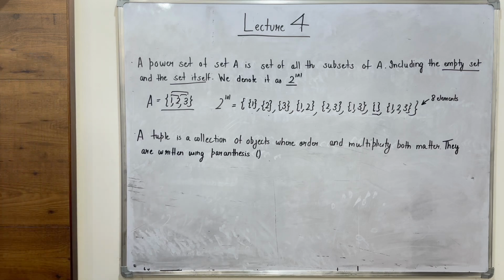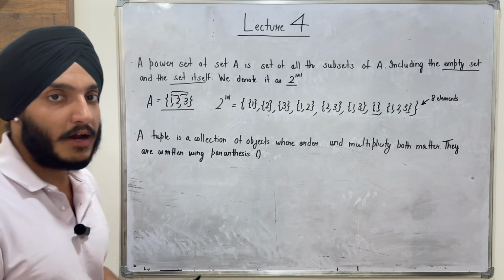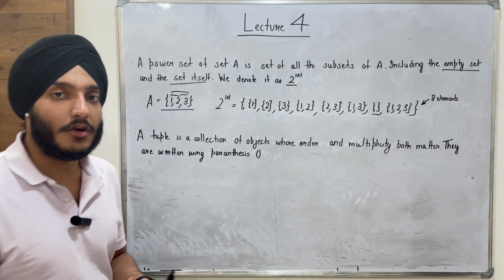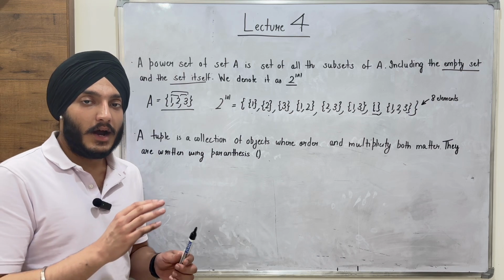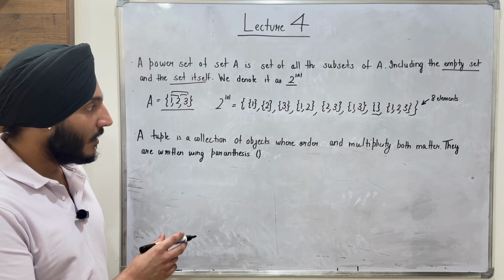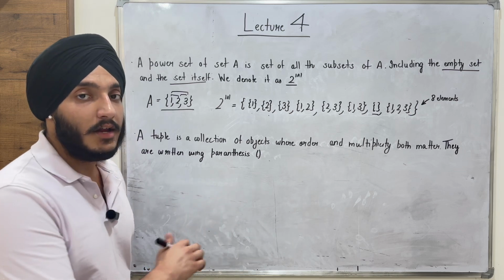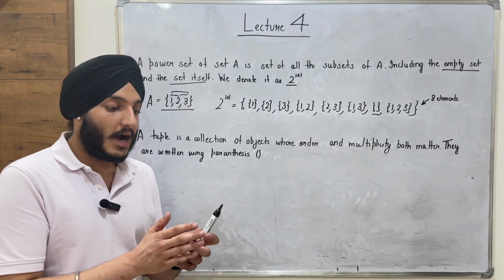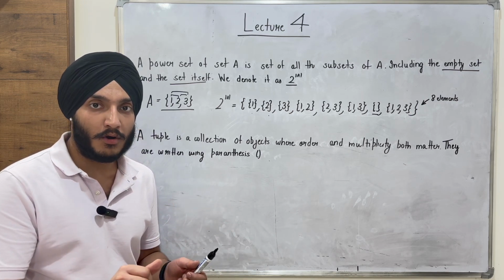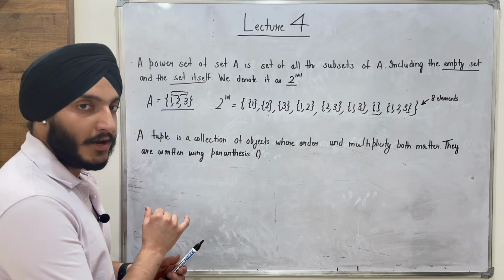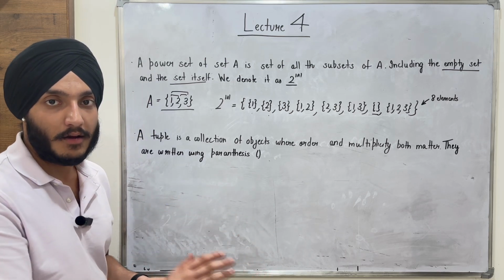By now, I hope you have a good understanding about sets. So I'll try to say the definition of what is a set once again, right? A set is a collection of objects where order and multiplicity don't matter. So the point is, I can arrange the elements in any way I want, and I can write the same element multiple times and it wouldn't matter, right?